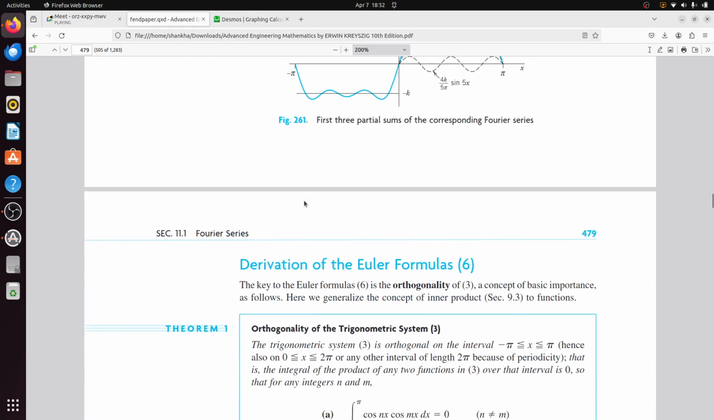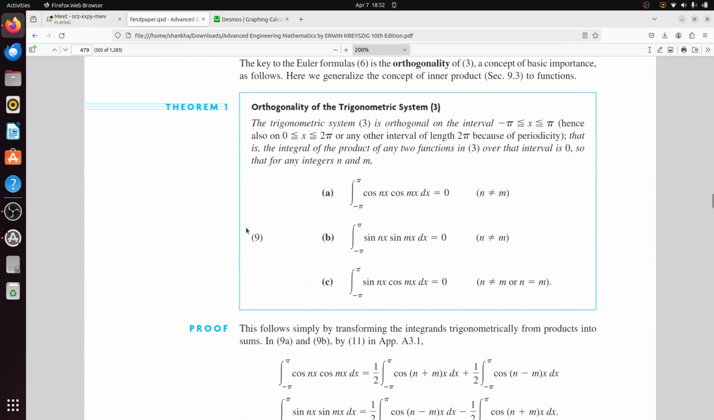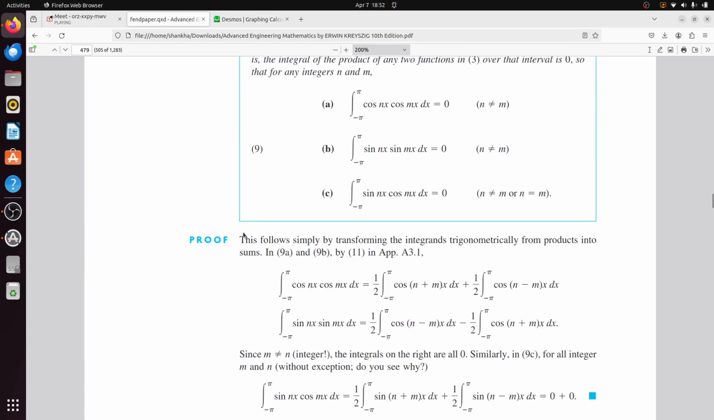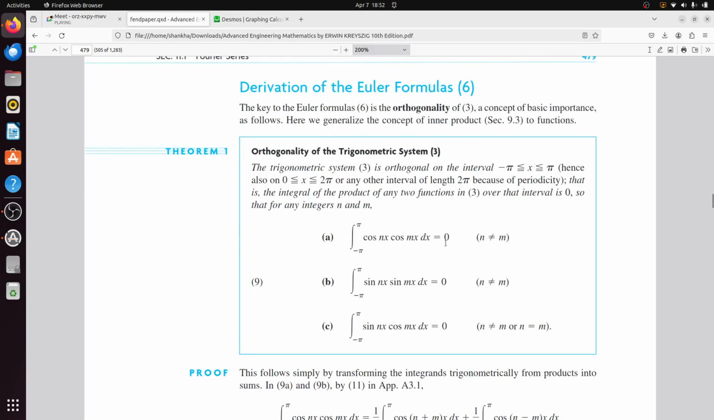First of all, there are some relations which we should remember. The relations are: the integral from minus pi to pi of cos nx cos mx equals 0, sin nx sin mx equals 0, sin nx cos mx equals 0. It does not matter whether n is not equal to m or n equals m.